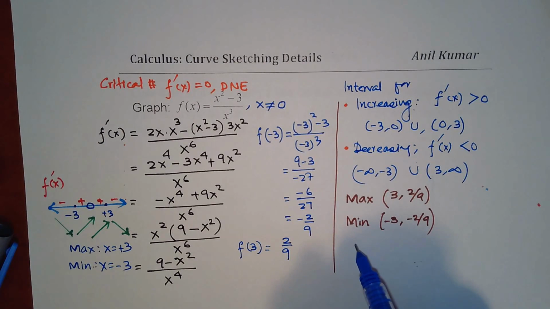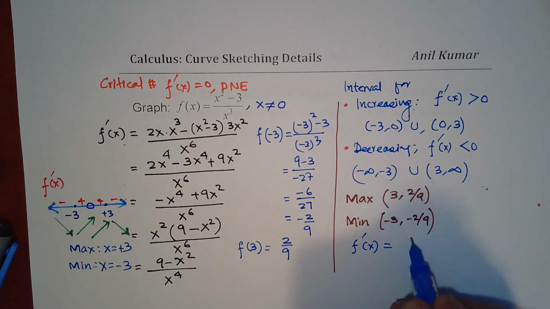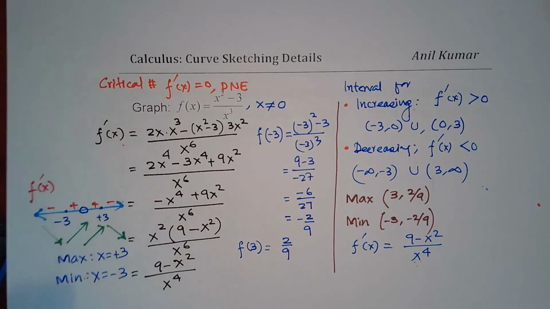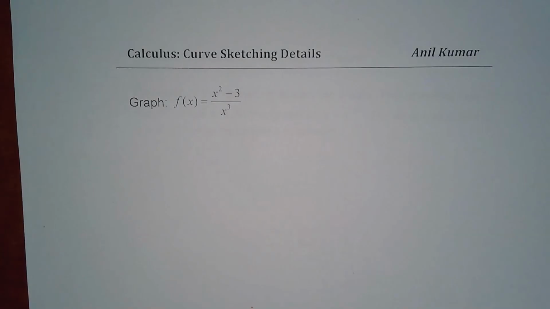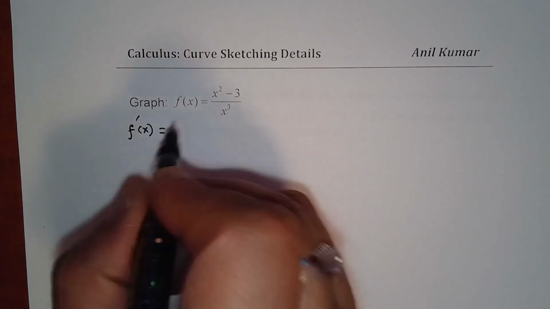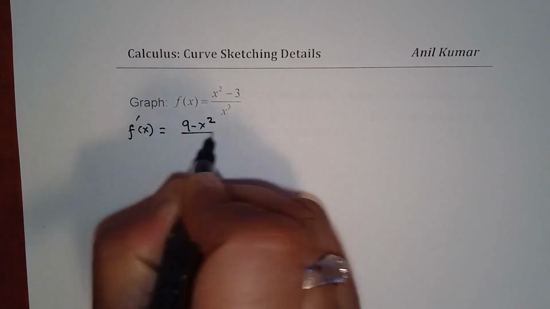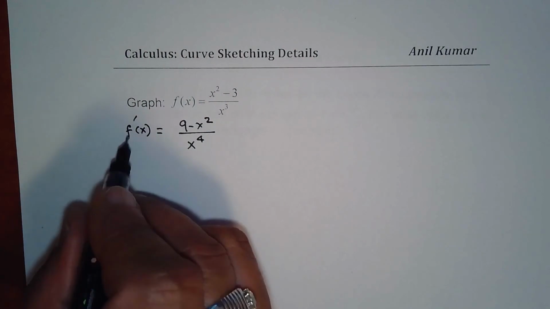So for the second derivative, I'm going to utilize this particular formula, which is f dash x equal to 9 minus x squared over x to the power of 4. So let's take it to the next page and find the second derivative. We have calculated that the first derivative for this particular function is 9 minus x squared divided by x to the power of 4, right? From here we can calculate the second derivative.